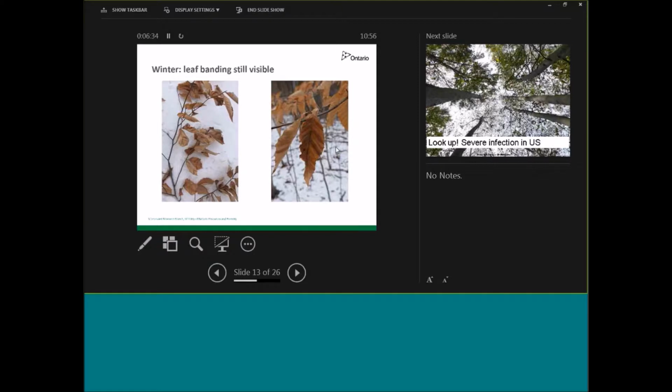The leaf banding is visible on the leaves even in the wintertime, so it is possible to pick up leaves off the ground or the leaves that are still hanging on the tree and see some of the damage from beech leaf disease.